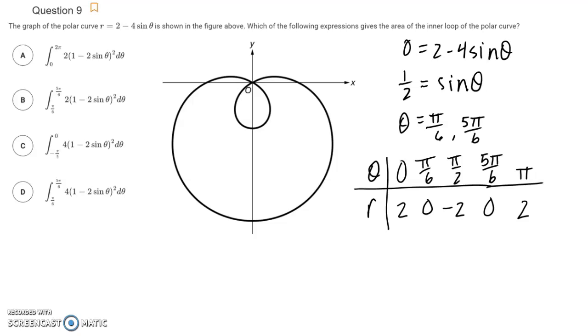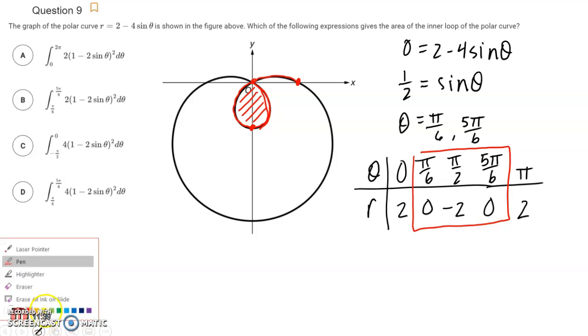Okay, so when theta is 0, my radius is out at 2. So that starts this point. At pi over 6, it brings me back to the polar axis. So now I've sketched that. Pi over 2 has a radius of negative 2, so that points down here. So now I would graph there. 5 pi over 6 brings me back to the pole. So what's the area of my inner loop there? Well, between pi over 6 and 5 pi over 6, that's how we drew that inner loop.